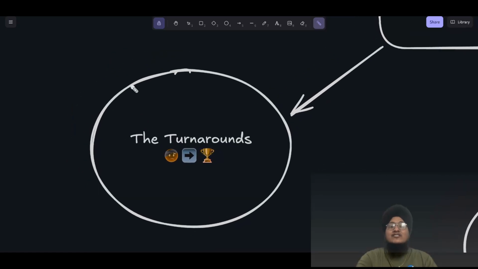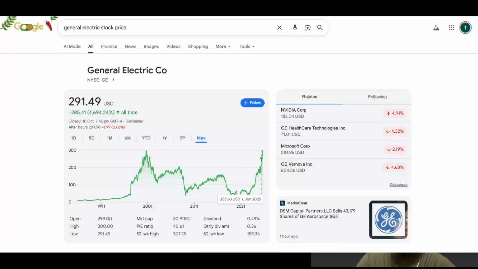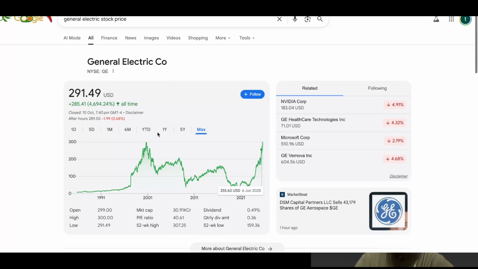The turnarounds. Who does not like a comeback story, right? But these are unpredictable. Nevertheless, think of Apple in the 1990s. See what a comeback they made, right? Similarly, let's give an example. Let's say General Electric and Co.